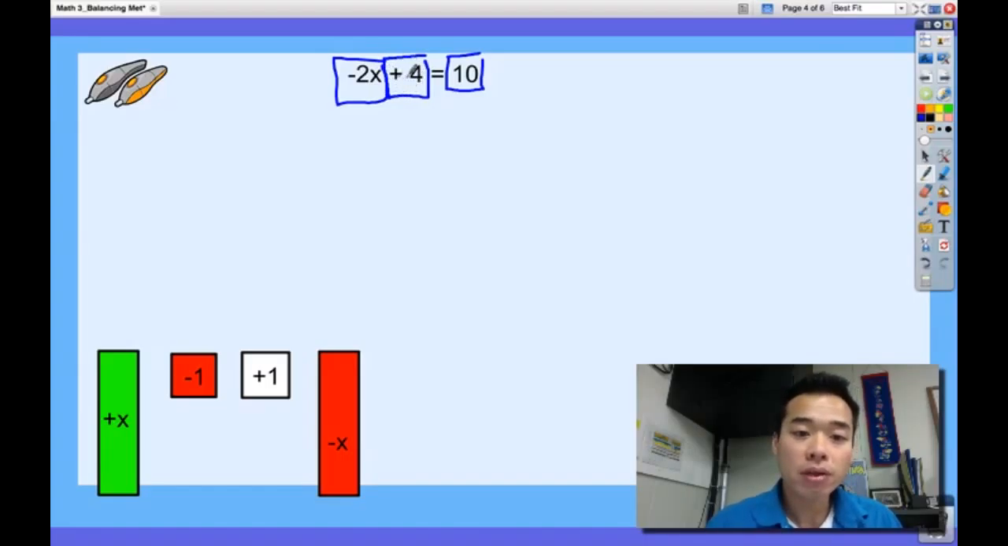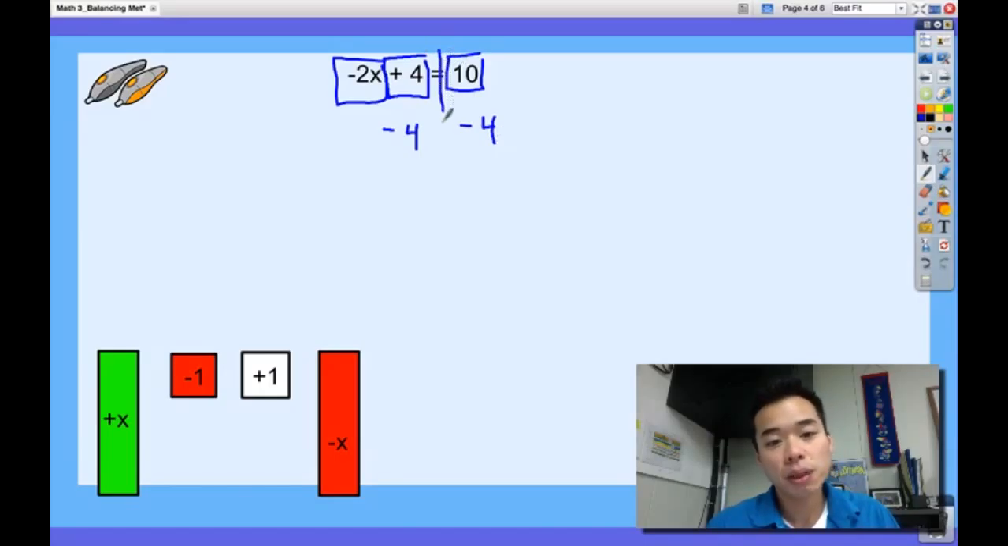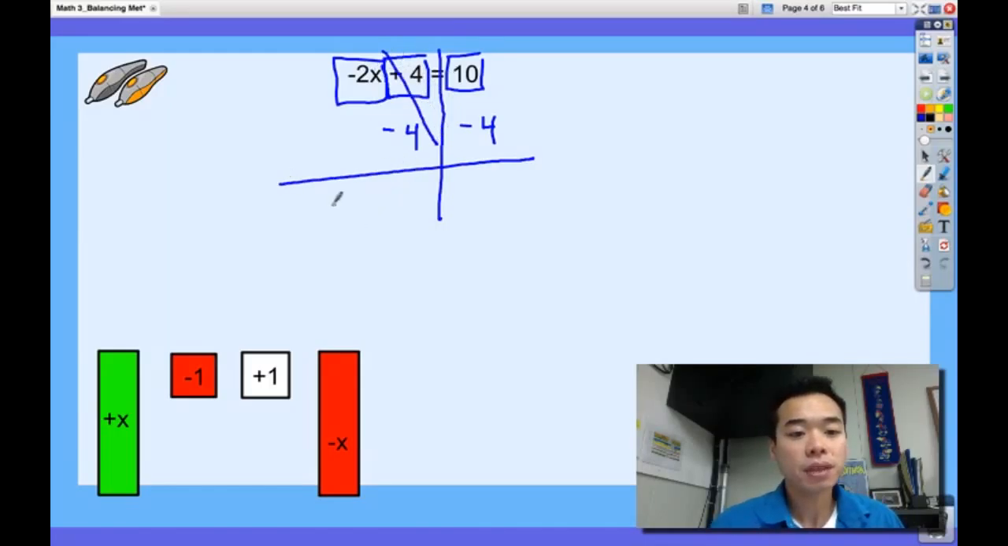The first thing I need to do is get rid of whatever is farthest away from my variable. Here's a positive 4. So I'm going to do the additive inverse of positive 4, which is negative 4, on both sides. Whatever you do to the left side, you have to do to the right side. Think of it as splitting down the middle. I draw my line underneath and cancel out whatever cancels out. Bring everything else down that you didn't touch.